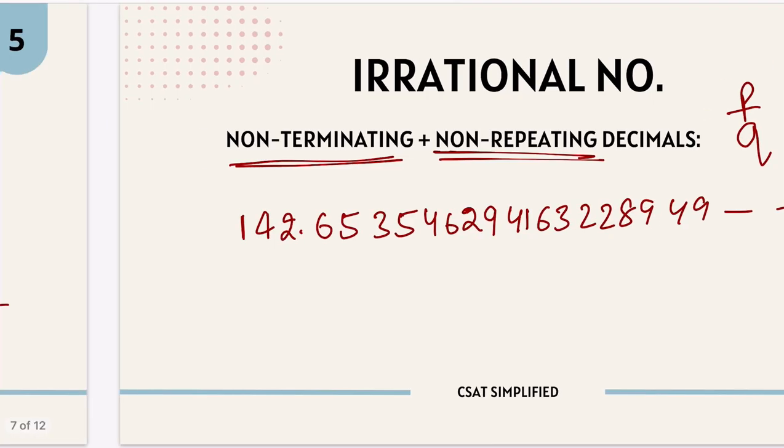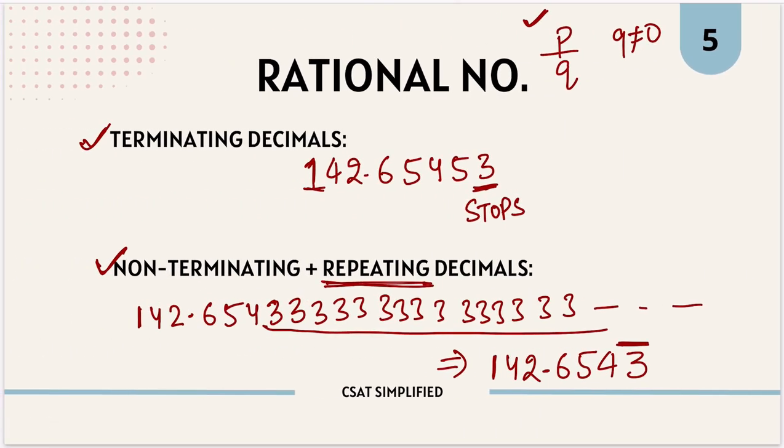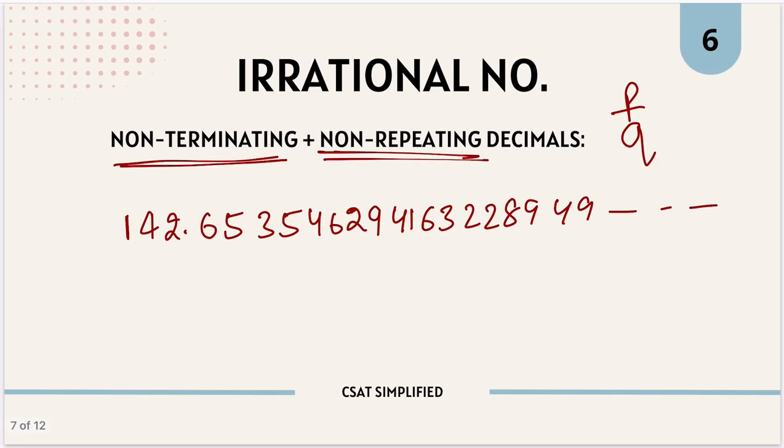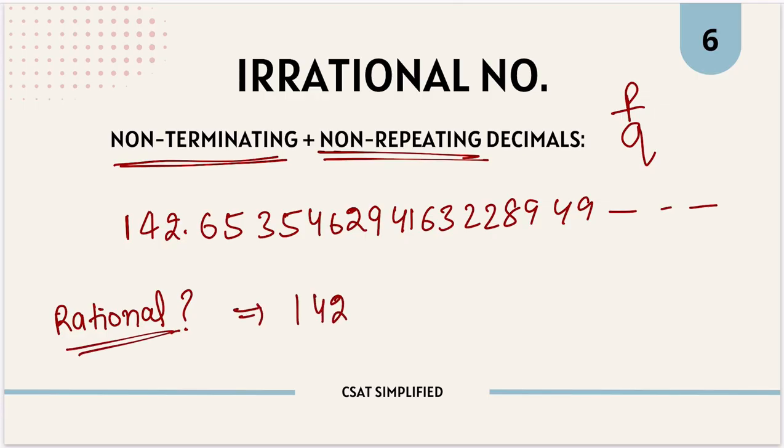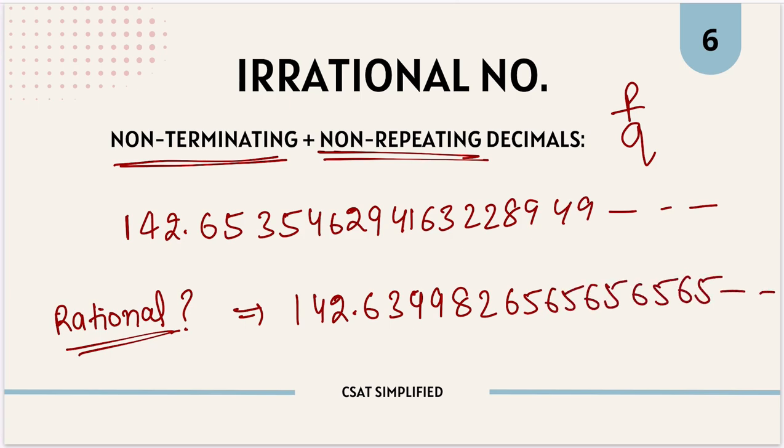Correct? Now just going back, giving you an example here. I hope this non-terminating repeating is clear. Let's go back. I will give you a number here and you can tell me if it is rational or non-rational. It is 142.6399826565656565. Is it a rational or non-rational number? It is a rational number because it is not terminating but it is repeating.